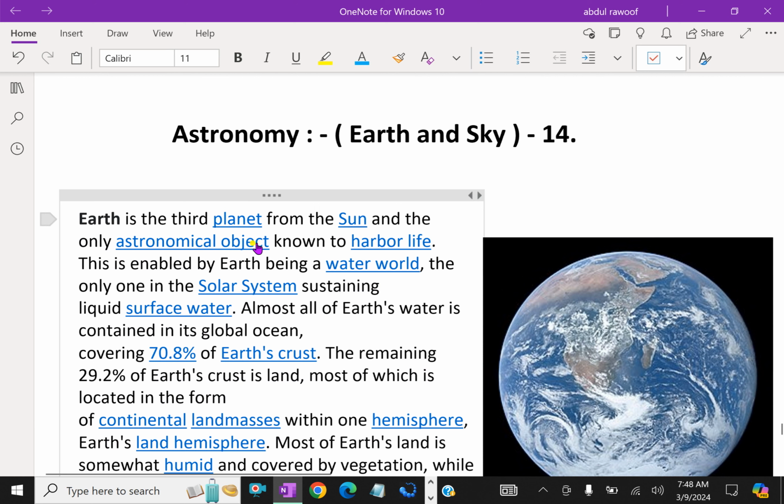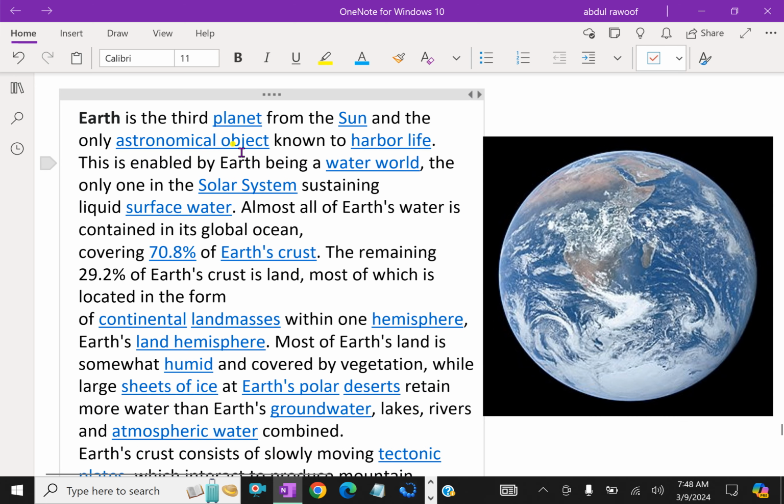Earth is the third planet from the Sun and the only astronomical object known to harbor life. That means mankind can easily make a life on this planet only. This is enabled by Earth being a water world, the only one in the solar system sustaining liquid surface water.